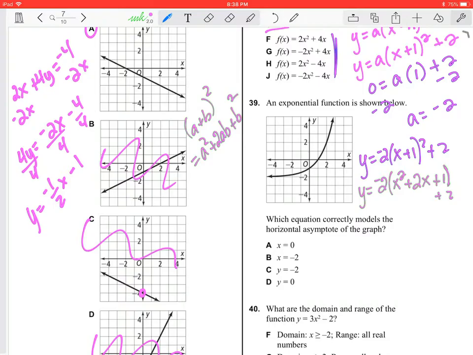Okay, I need to now distribute. So that's going to give me y is equal to negative 2x squared minus 4x minus 2 plus 2. These cancel out. So then I'm left with negative 2x squared minus 4x, which is our answer choice J. Okay, number 39.